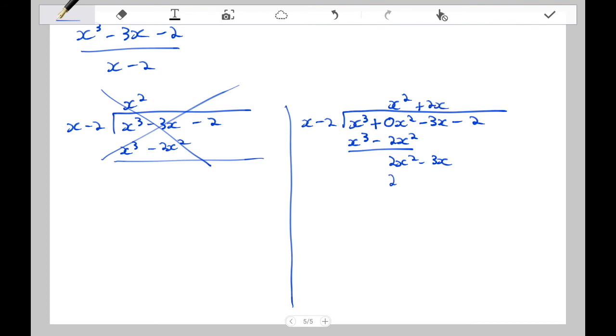Multiply it down, 2x squared minus 4x. That gives us positive x minus 2. x into x, that's 1. And we get x minus 2. Take it away, gives us 0. So the answer at the top simply becomes x squared plus 2x plus 1.